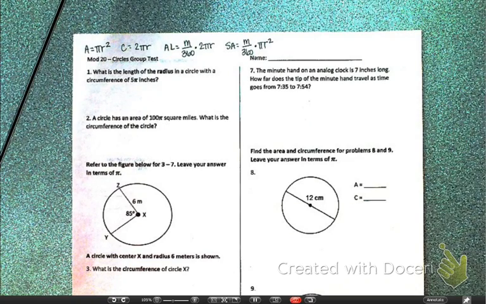Okay. I may or may not give you the formulas. I haven't decided, but those are 4 you should know, especially area and circumference.